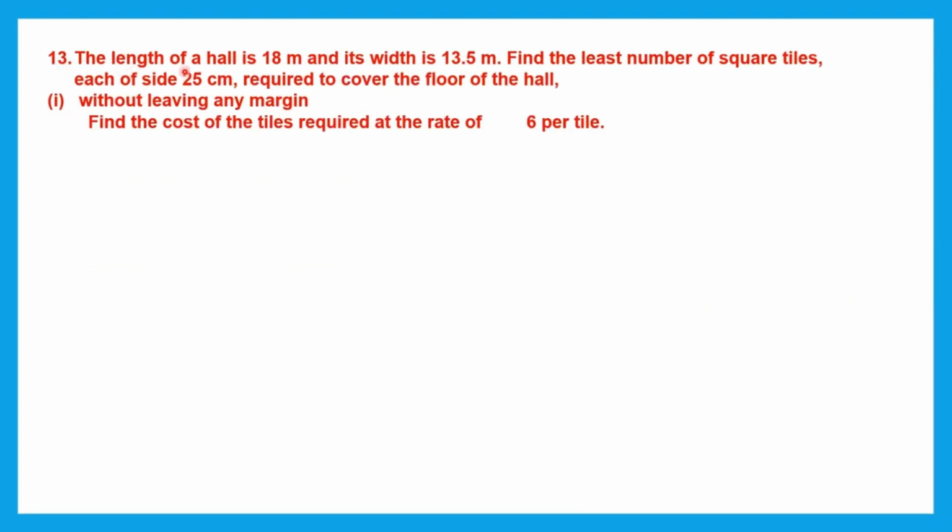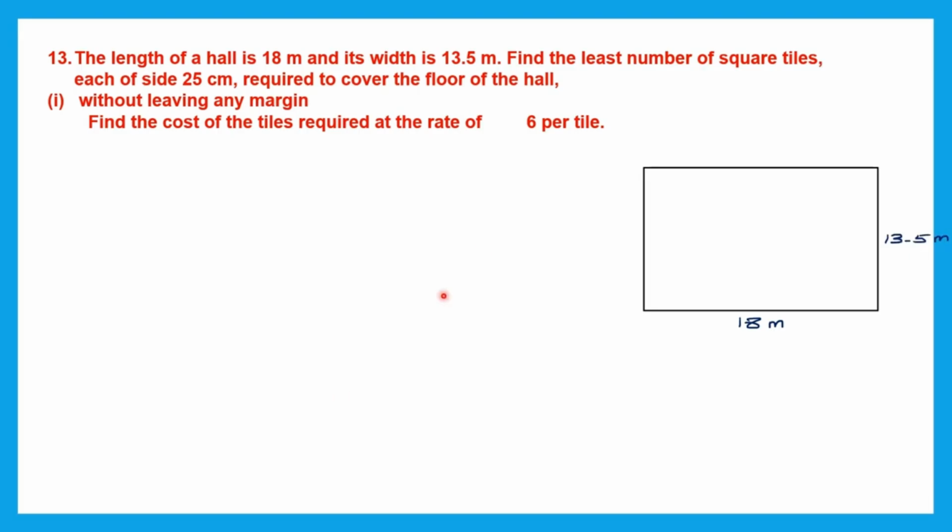Question 13. The length of a hall is 18 meters and its width is 13.5 meters. So from this you can make out that the hall is rectangular in shape. So let's draw a figure just to help us understand better. The length is 18 meters. It's given to us in the question, 18 meters, and the width is 13.5 meters. Now, what are we asked to find?